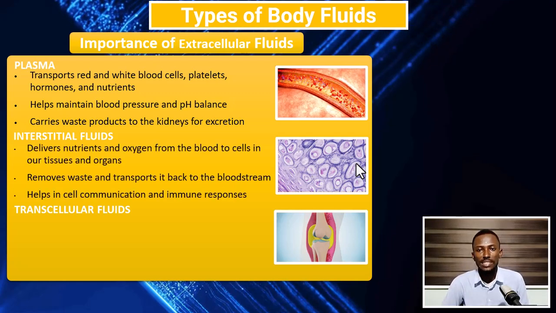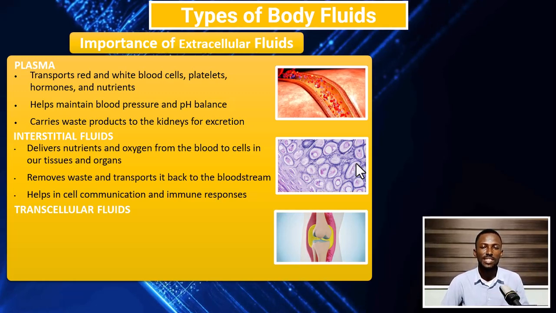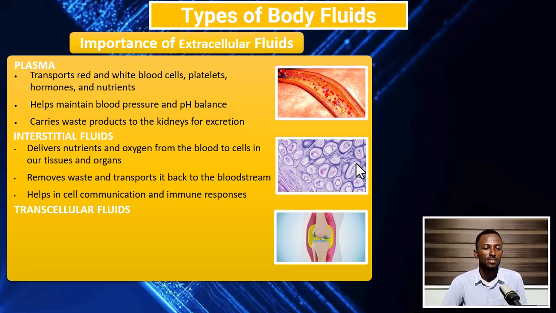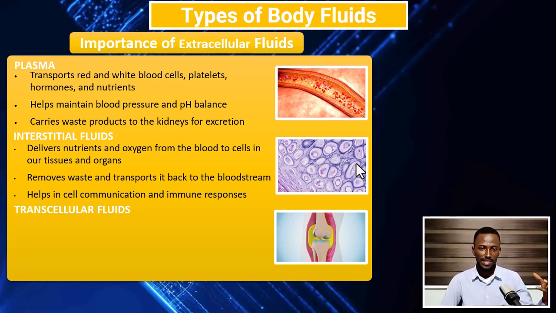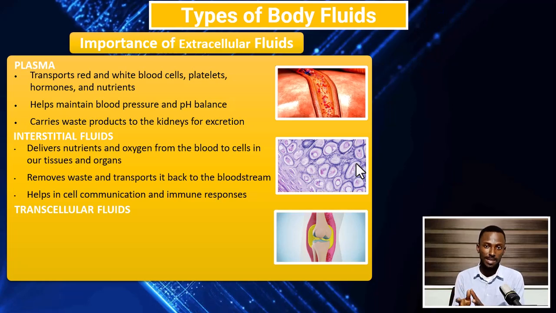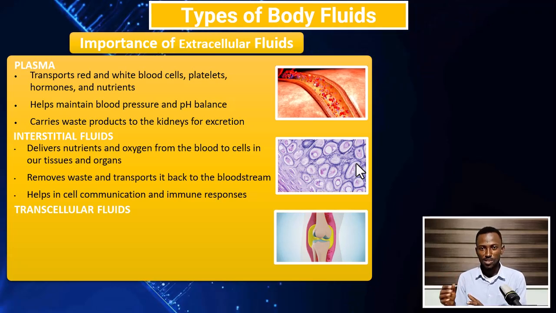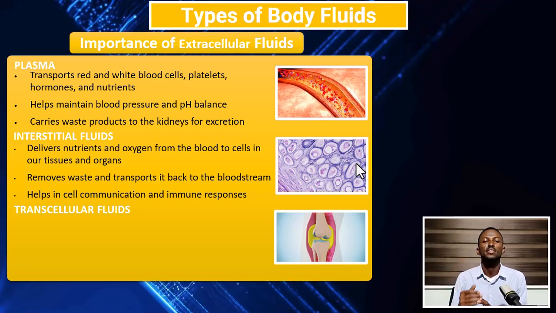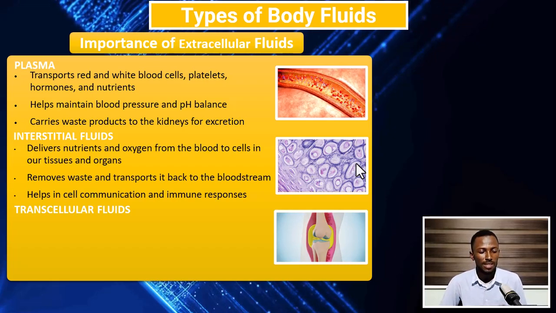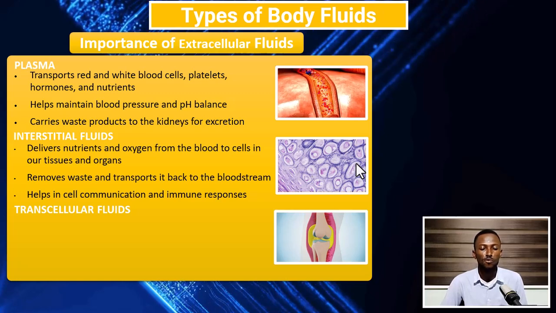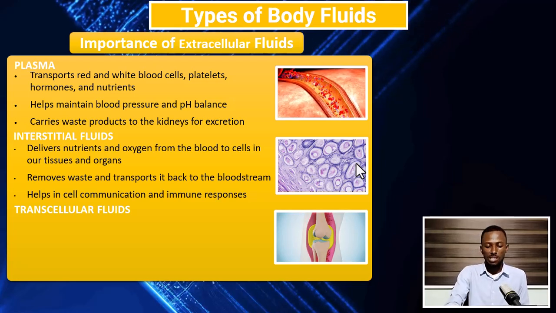Then we move on to interstitial fluids. How important are they? These interstitial fluids deliver nutrients and oxygen from the blood cells to our tissues and organs. Basically, the nutrients are carried by the plasma. But how do they get to the cells that make up our tissues and organs? These nutrients must pass to these cells through the interstitial fluids. So the interstitial fluids serve as the middlemen. And they also do the same thing when it comes to removing waste and transporting it back to the bloodstream, and also helping cell communication and immune response.